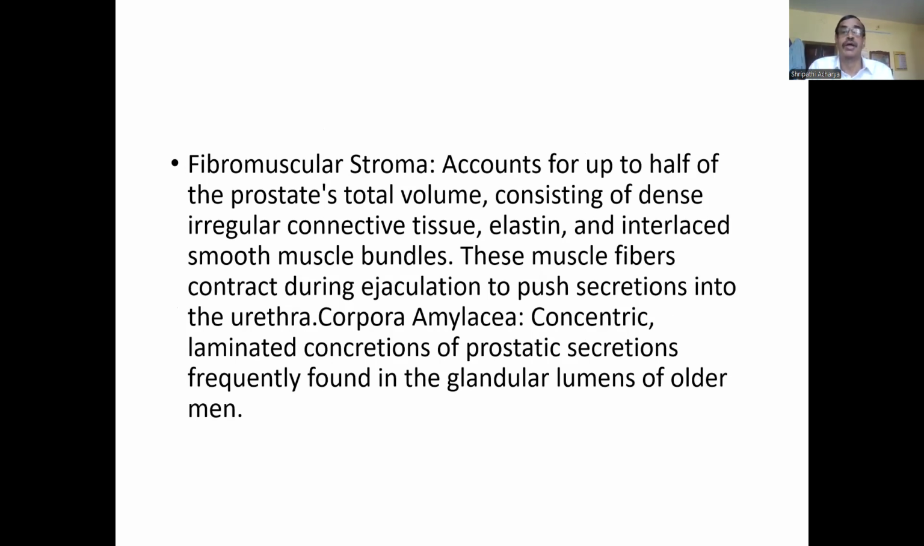Fibromuscular stroma accounts for up to half of the prostate's total volume, consisting of dense, irregular connective tissue, elastin, and interlaced smooth muscle bundles. These muscle fibers contract during ejaculation to push secretions into the urethra. Corpora amylacea: concentric laminated concretions of prostatic secretions, frequently found in the glandular lumens of older men.